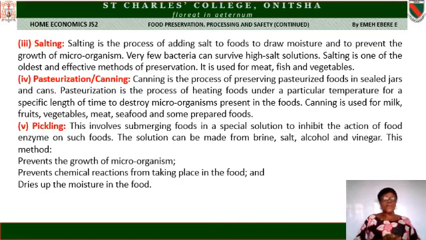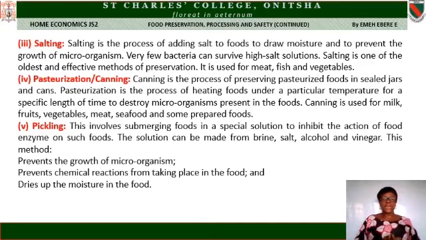Number 4, pasteurization and canning. Canning is the process of preserving pasteurized food in sealed jars and cans. Pasteurization is the process of heating foods at a particular temperature for a specific length of time to destroy microorganisms present in the food. Canning is used for milk, fruits, vegetables, meat, seafood, and some prepared food. This means that after pasteurization, you have to can it in order to do what? Prevent microorganisms from further entering into the food.